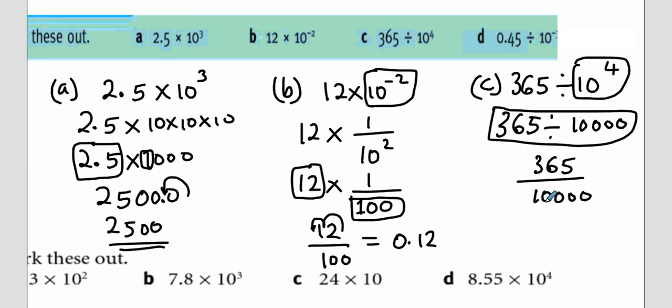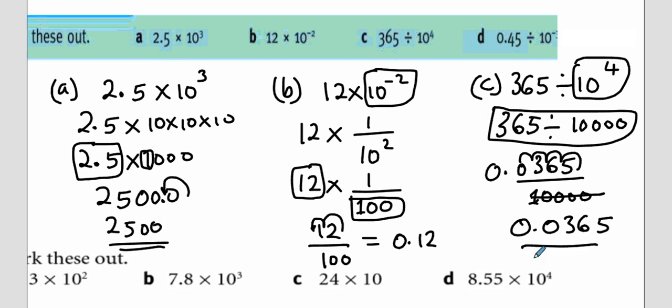How many zeros do you have in 10,000? You have 1, 2, 3, 4 zeros. So count 4 numbers here: one, second, third, fourth number, and keep a 0. Then you add a decimal point. So this will be the same as 0.0365. This is the answer.